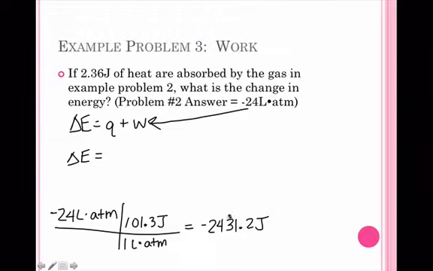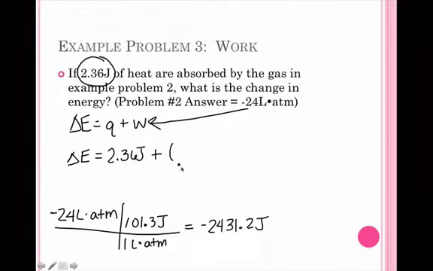Q is in joules here. So I need my units to match up so I can add them. That's why I had to convert work's units into joules. That way we could add them up in this formula. So the Q that they gave me here is 2.36 joules of heat are absorbed. So that means that I have a positive heat. I'm going to leave that as a positive number.